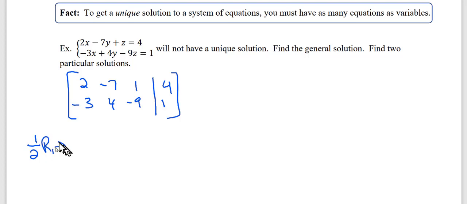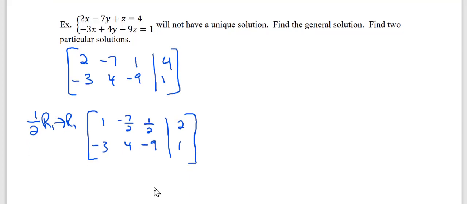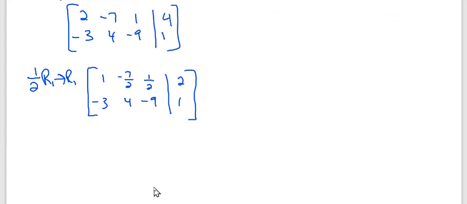I'll probably do 1/2 times row 1 and put it in row 1. It's not ideal because now I have to deal with some fractions, but I can handle it. I'm pretty sure we can do it. Let's copy the other equation over. We don't want to change that one right now. We want to change it in the next step, where I do 3 times row 1 plus row 2 and put it in row 2.